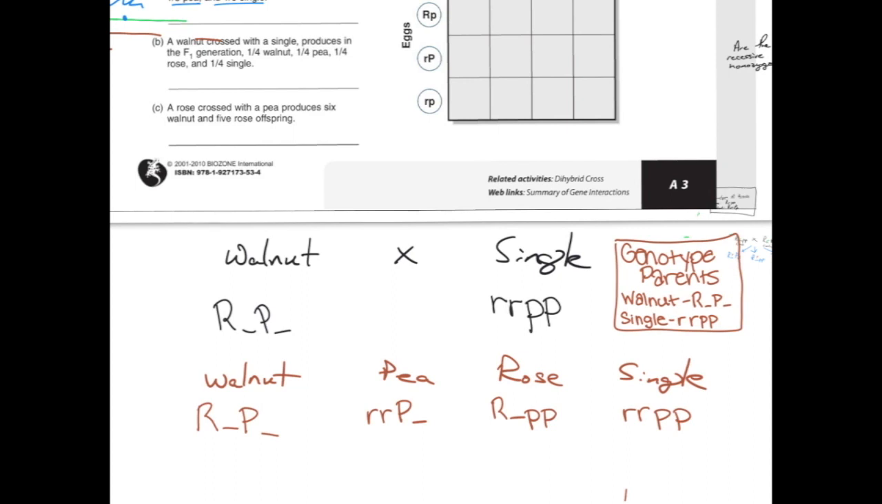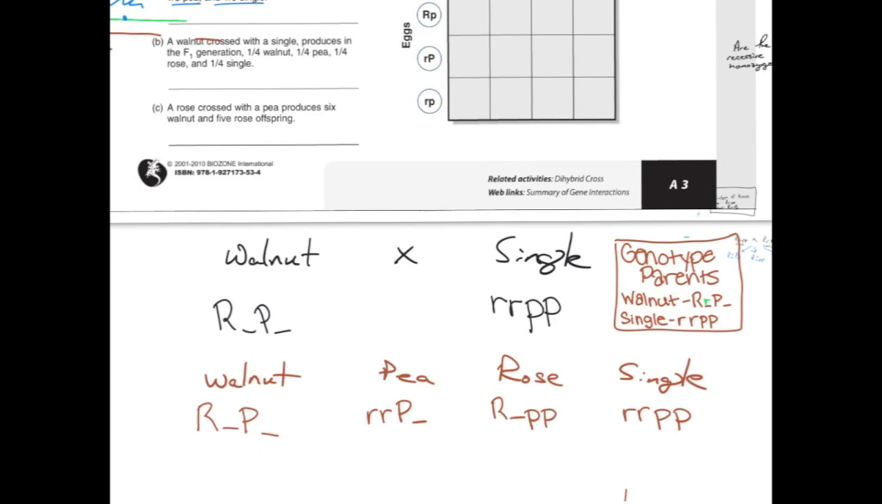So, what about the single one? The single had two recessives, so one had to come from each parent. So one from the single, and that means the R would have to be recessive. All right, so go ahead and write it down. Everybody got that? So you know that has to be little R. What about the P? That P has to be dominant.